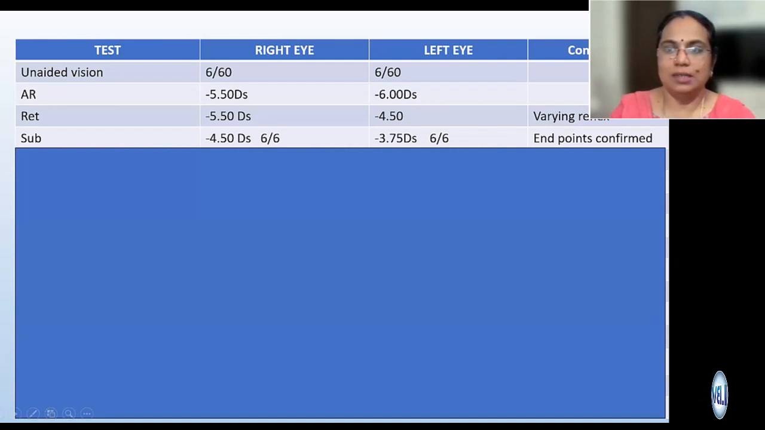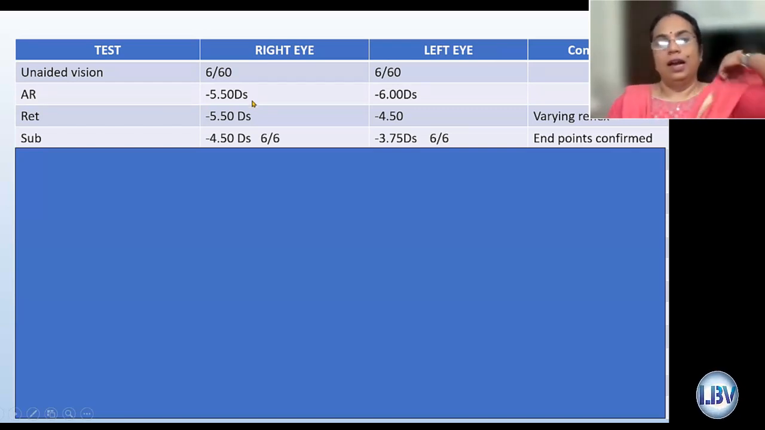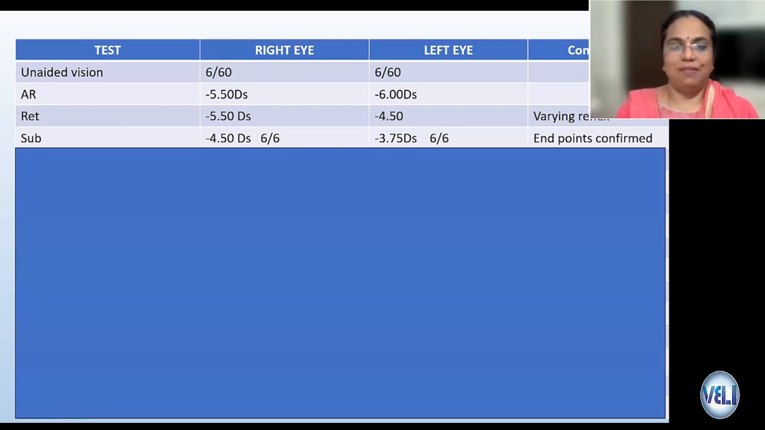And these were the values. His unaided vision was 6/60 in both eyes, but the auto-ref value was giving me a minus 5.5. The AR was giving a minus 5.5 in the right eye and a minus 4.5 diopters in the left eye, and I had varying reflexes. At one point it was going absolutely down, and at one point it was going all the way up to about minus 8 and 9. So this is typically one of those cases where you would need to think in terms of accommodation control.